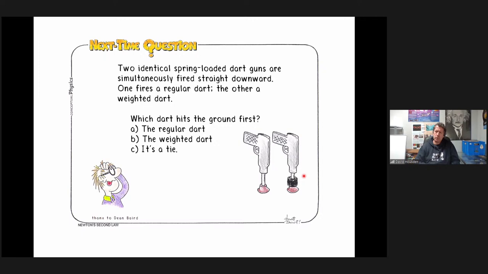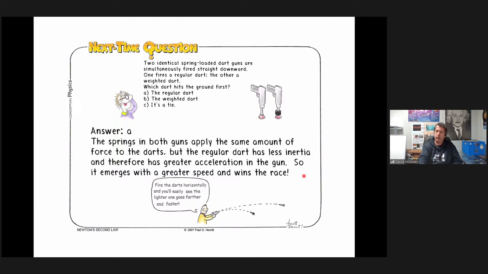So, the regular dart. The energy in the springs will be fixed, and the same amount of force acts on the darts, but the regular dart has less inertia, or we would more commonly say it has less mass, and therefore has a greater acceleration. So it emerges with a greater speed and wins the race. Because the energy is conserved, the determining factor here is the mass of the things it's acting on. Therefore, we can apply Newton's second law and see that the acceleration, while the interaction is happening, will be less for the heavier thing, and so it won't go as fast in the end.